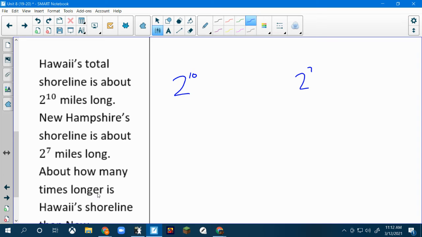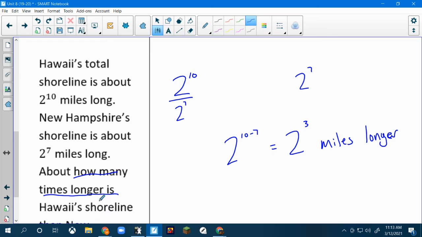Okay. We want to know how much longer it is. Well, that's a quotient, which means we're going to take 2 to the 10 minus 7, and we're going to get that it is 2 to the 3rd miles longer. Keywords here: how many times longer. That'll tell you that you're doing a quotient here. I know times makes you think that you are multiplying, but you are actually doing the opposite. And that's it for that part.